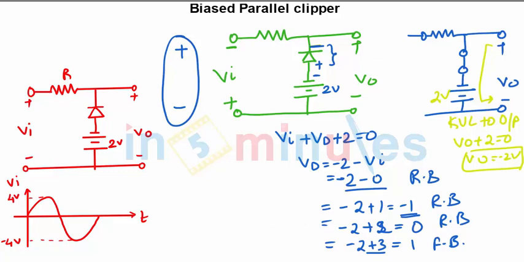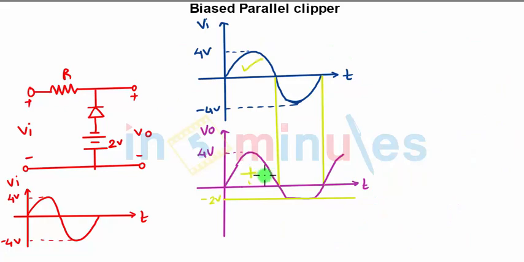So how to draw the waveform? See here, in the positive half cycle, whatever is the input comes at the output. In the negative half cycle, till you reach minus 2 volts, you are getting the input at the output. This is most important. Once you have reached minus 2 volts, the diode will be short circuited, and at the output you will get a constant minus 2 volts. Again, when the voltage is decreasing, your output will vary with the input, and correspondingly you get the waveform. This part of the circuit is very important, as it shows the DC shift. This is how you need to draw the waveform for the bias parallel clipper.